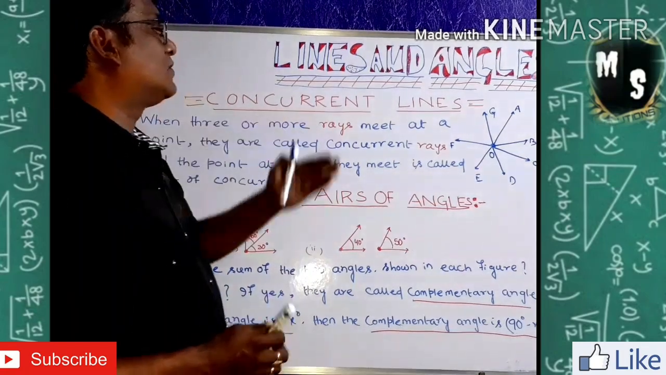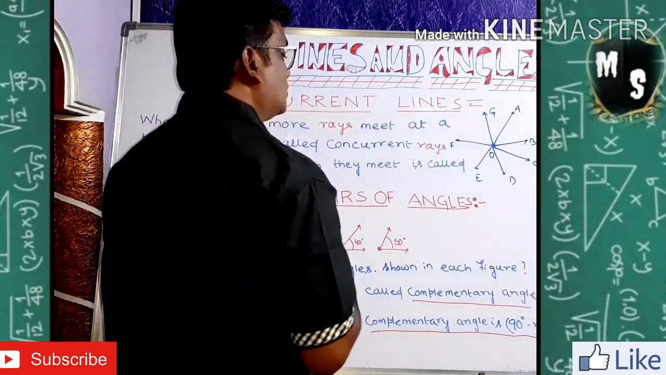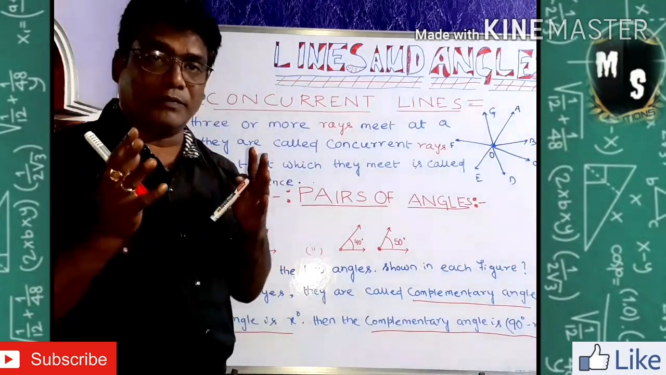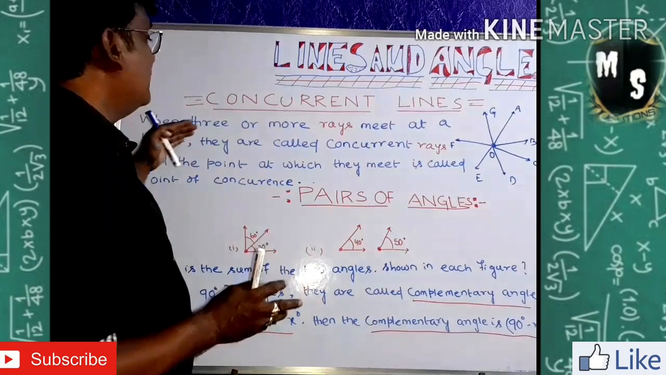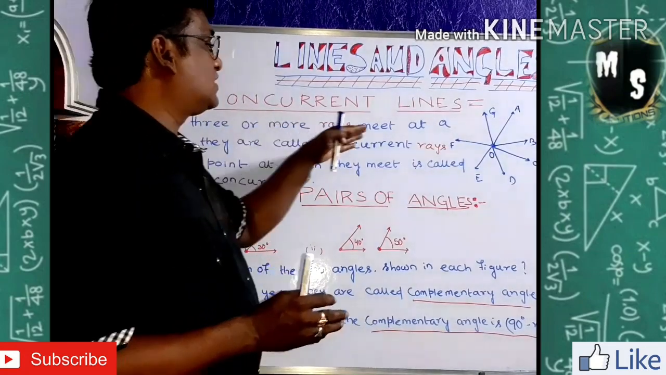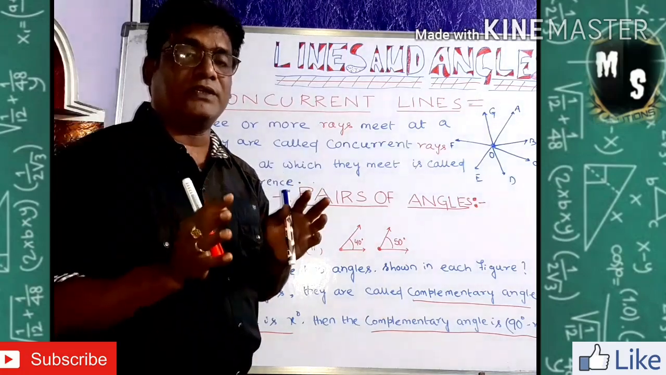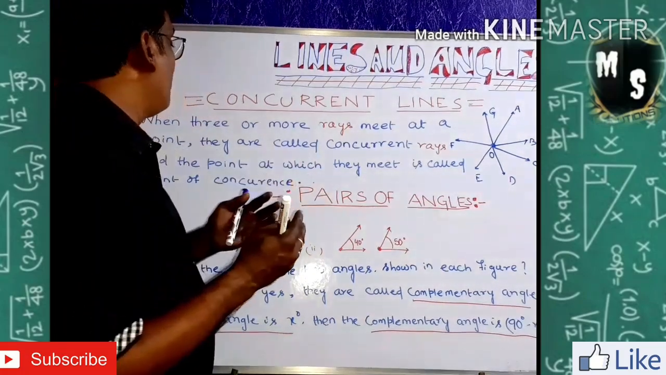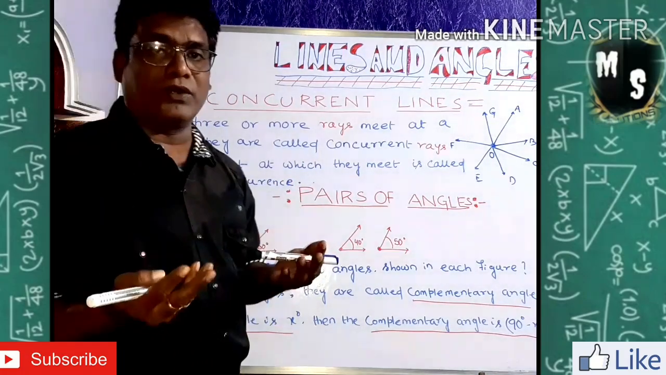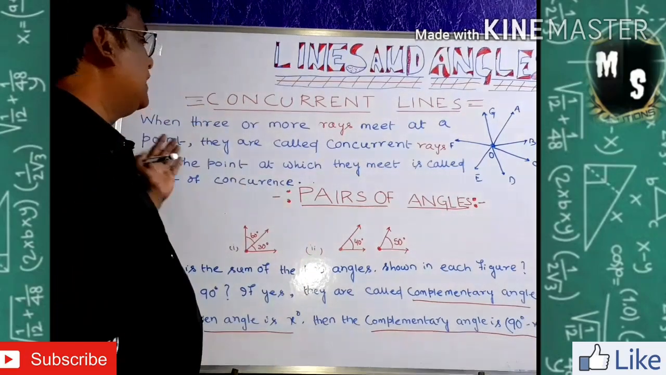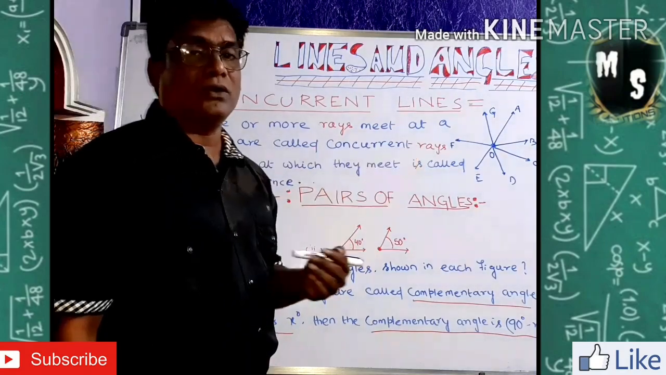Sometimes it is called concurrent lines also. But what is the meaning? The meaning is that when they are just meeting at a point, who are the rays? Three or more rays meeting at a point. Don't say one or two. Three or more rays, when they are meeting at one point, are called concurrent rays.